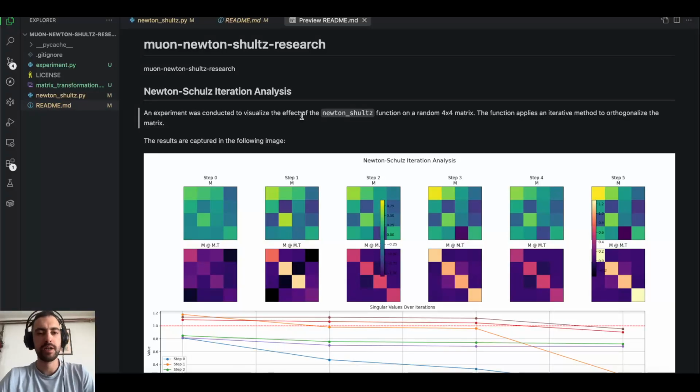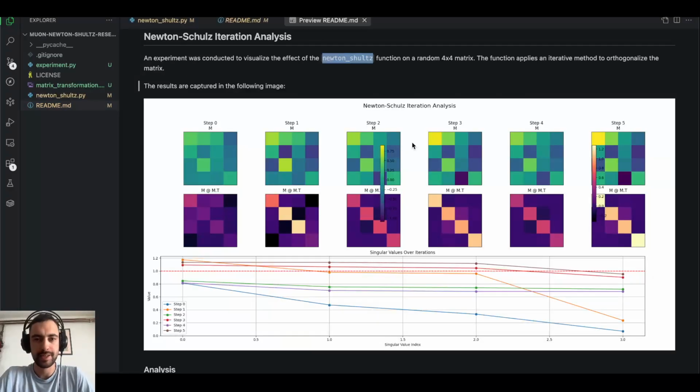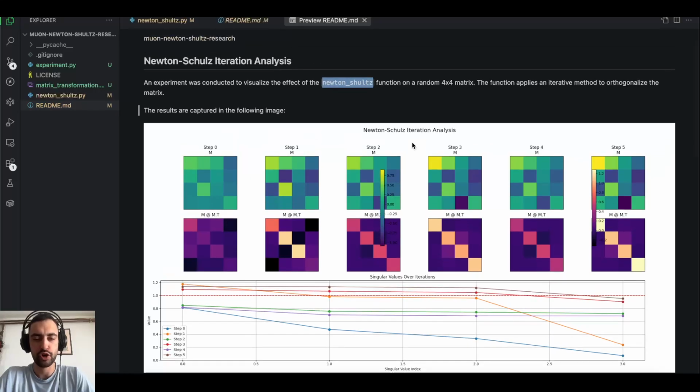Here I did some experiment to visualize Newton-Schultz iterations with our core of new Muon Optimizer. That's the best optimizer that makes neural networks learn 2 times faster, or almost 2 times faster. So understanding this will help you understand how the new Muon Optimizer works. So it's an iterative method to orthogonalize matrix.